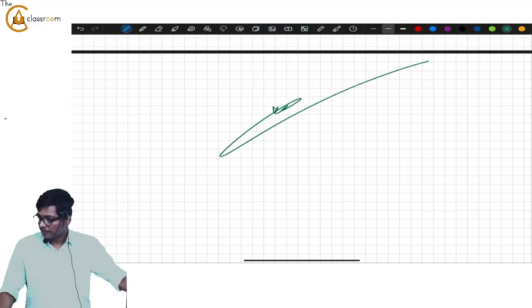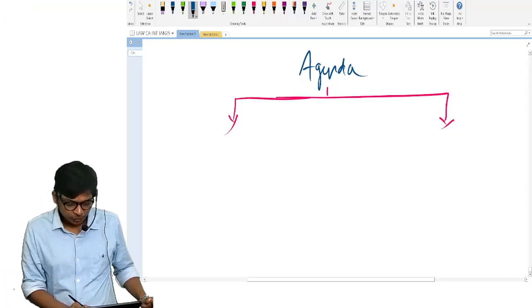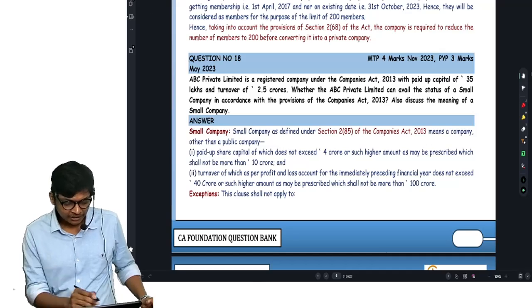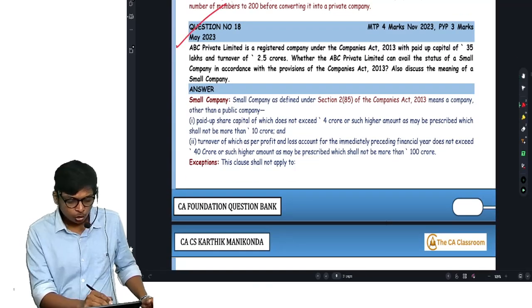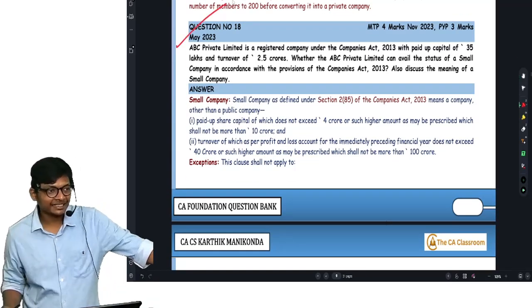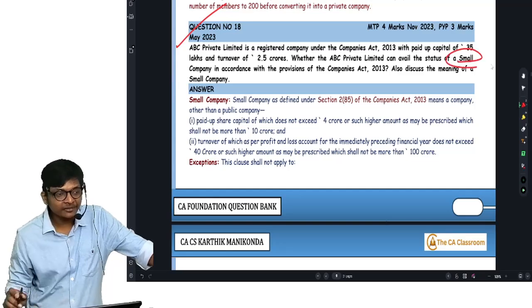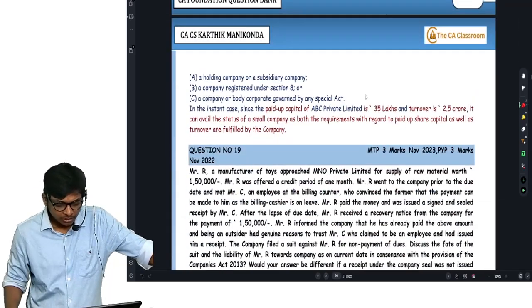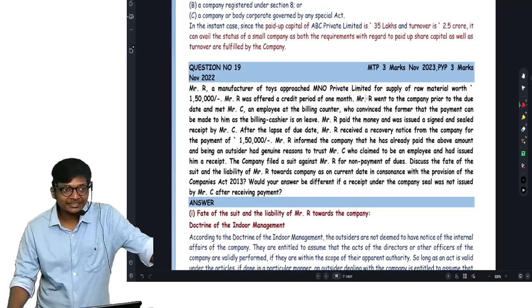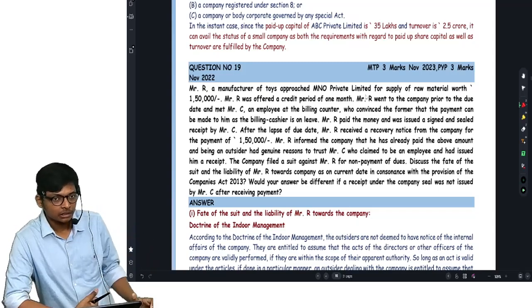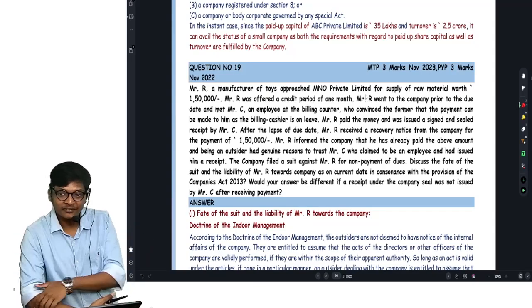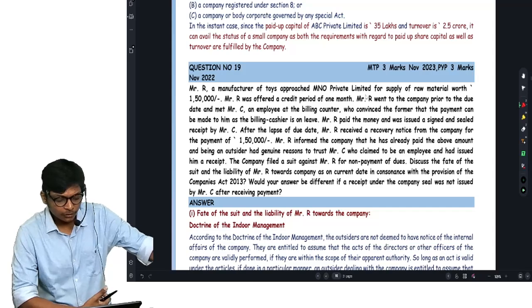Okay, let's start off, guys. If you all remember, in the previous session, we completed till question 18 in Companies Act, and we would have discussed the small company. It got over. Still a long way to go. Companies Act has 53 questions. In the exam, 20 marks will definitely come. So we are now in question number 19.